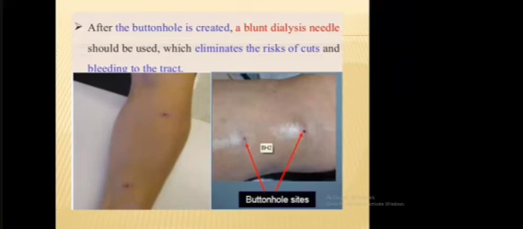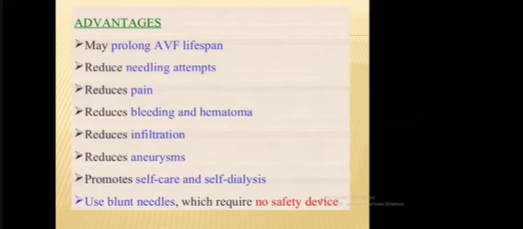In a difficult fistula or deep fistula, you have to use this technique, the buttonhole technique. What are the advantages of the buttonhole technique? It prolongs the AVF lifespan, reduces needle attempts, reduces pain, reduces bleeding and hematoma, reduces infiltration, reduces aneurysm, and promotes self-care and self-dialysis. In patients using dialysis at home, this technique would be better. Use a blunt needle, which requires no safety device.